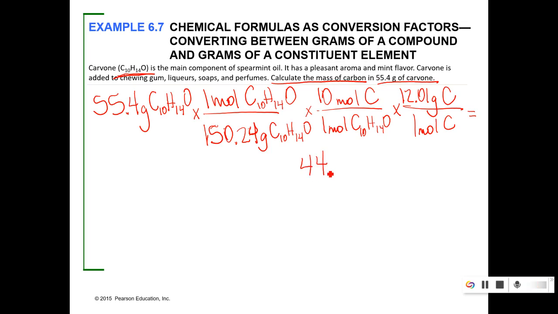So I get that it is 44.3 grams of carbon in 55.4 grams of carvone. Now that should make sense because while you were doing the molar mass addition, just the carbon alone weighed 120 grams of this 150. So it should be about, what is that, 3 or 4/5 the amount of this. So 80%, and 44 out of 55 is about 80%. So that looks like a good value.